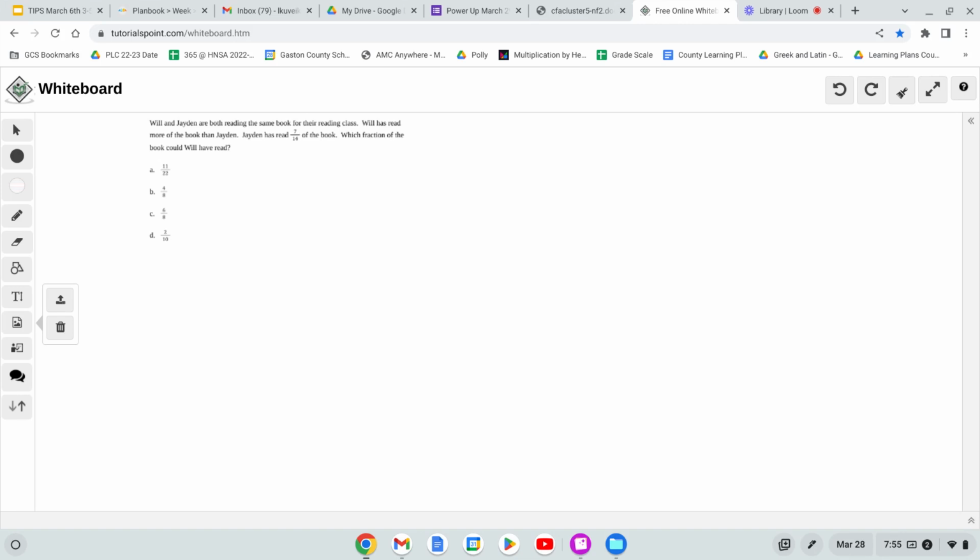So the first question I'm going to ask myself is, what is this word problem about? This word problem is about two kids in a reading class. Okay, let's read it again.